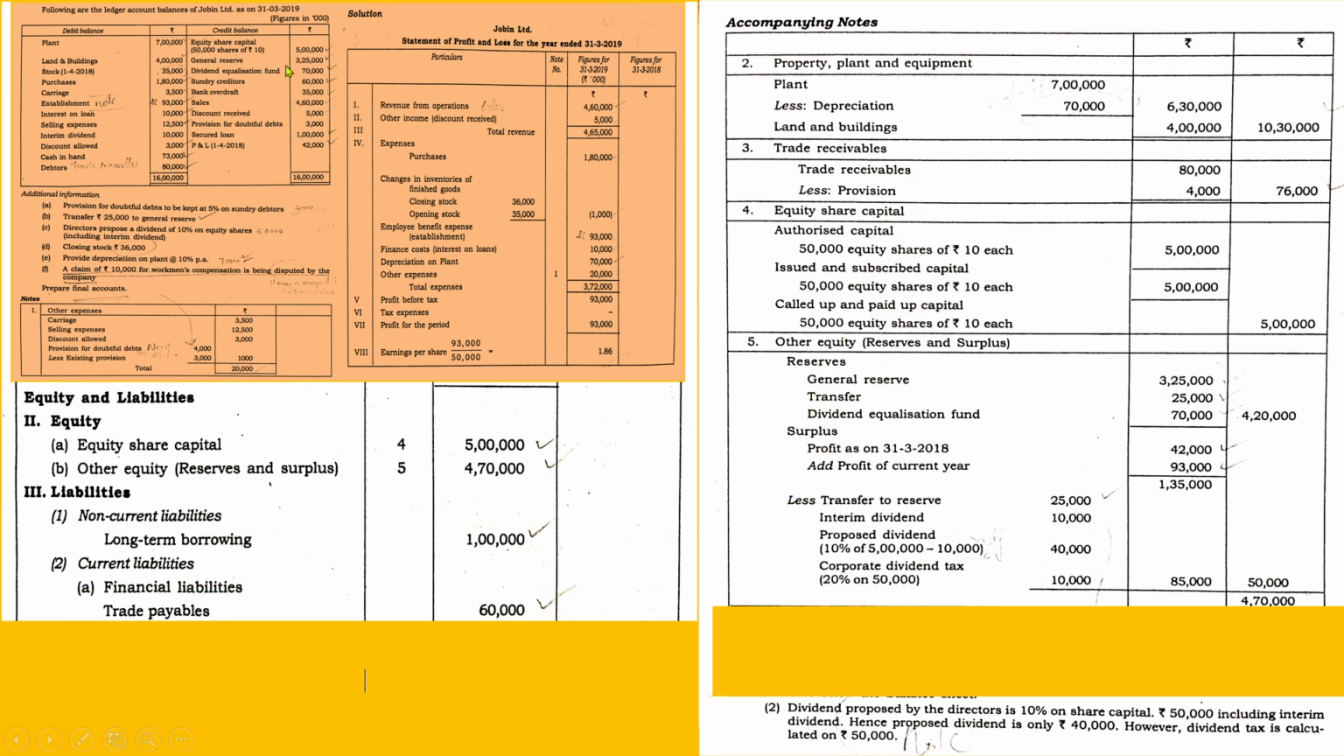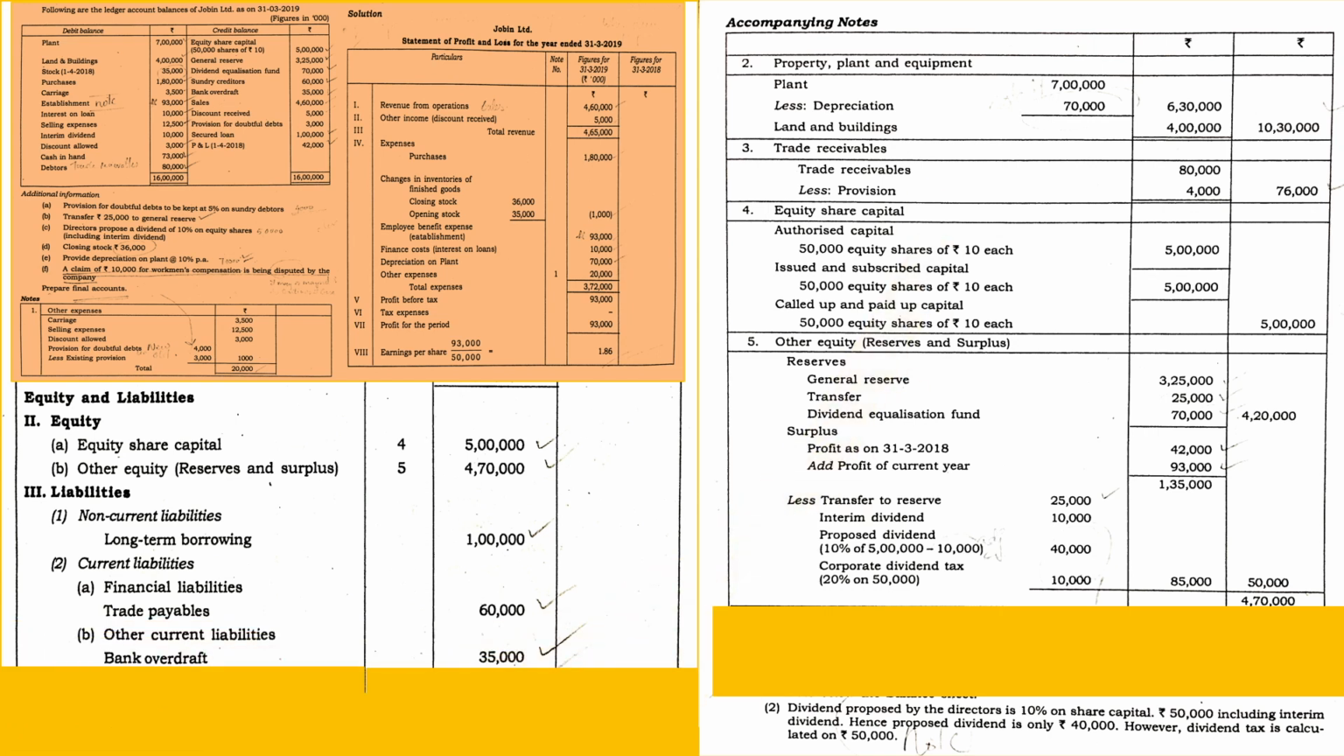If you go through the question, you can see that there is no such thing as trade payables, but trade payables is a term used synonymously with creditors. That is the other meaning of creditors. So creditors is 60,000, show 60,000 here. After that, next you have to consider other current liabilities. Other current liabilities means bank overdraft is there, 35,000.